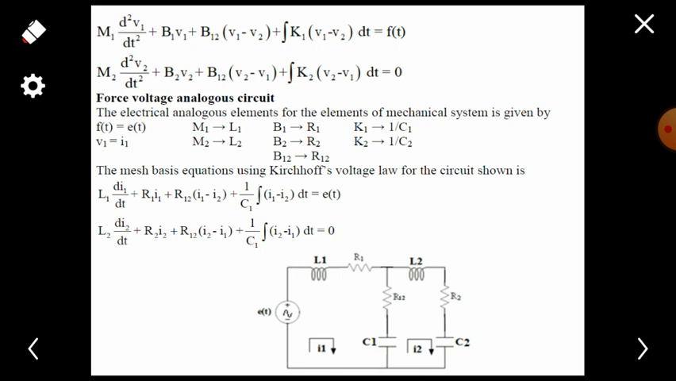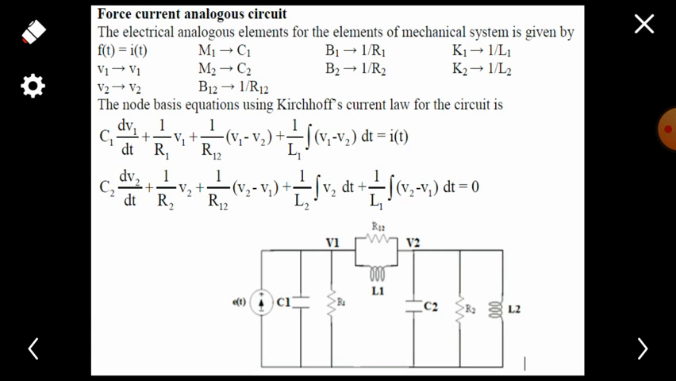After that we have to draw an element which belongs to I1 on one side and which belongs to I2 on the other side. Every element is connected in series here. Using that, we have drawn the force voltage circuit.